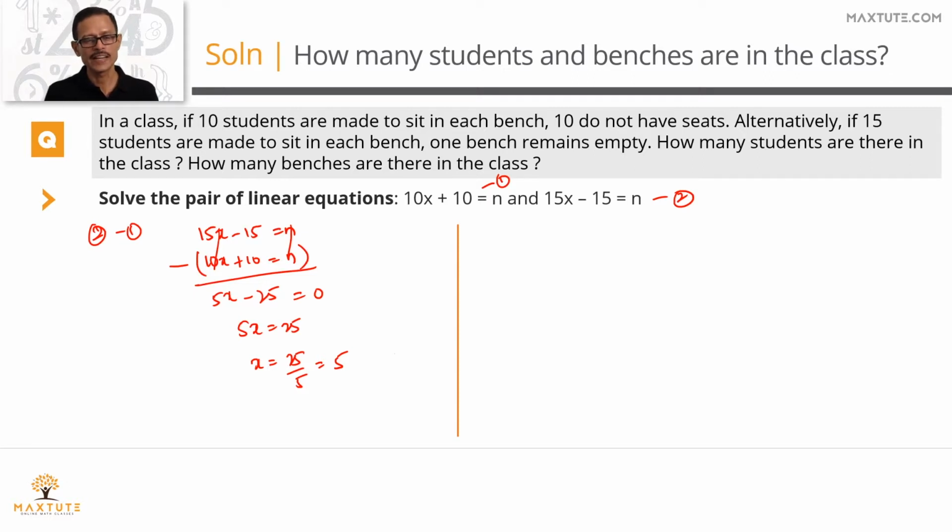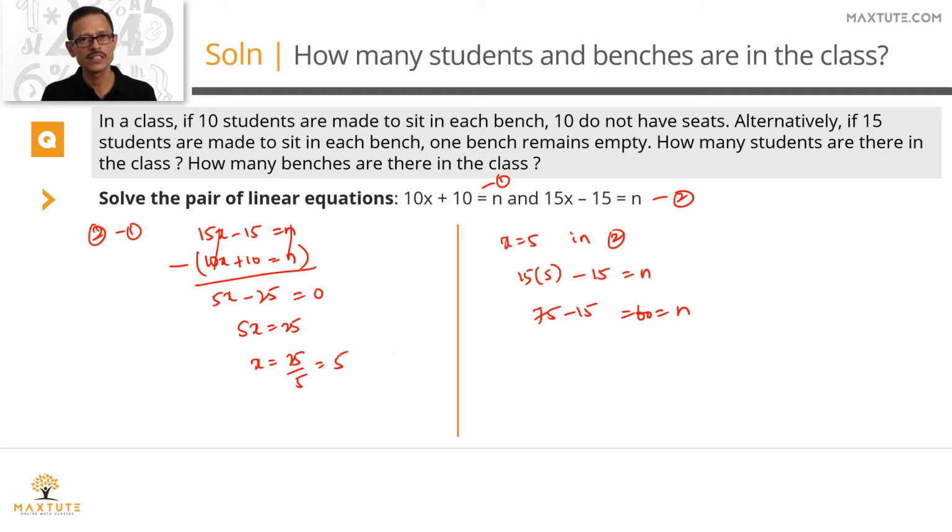The second part is finding out the value of n, the number of students. Substitute x equals 5 in equation number 2. You can do it in equation 1 as well. So 15 times 5, x is equal to 5, minus 15 will give us the number of students. 15 times 5 is 75. 75 minus 15 is equal to 60. This is the number of students in the class.